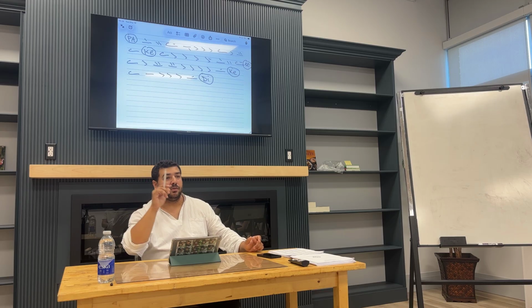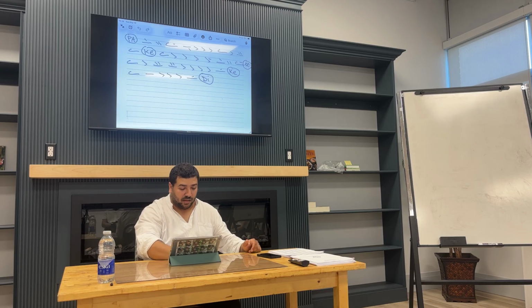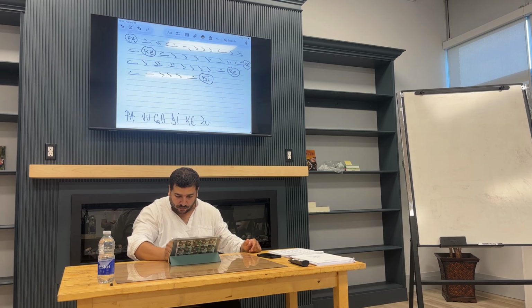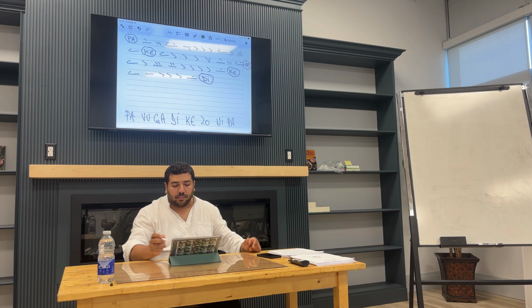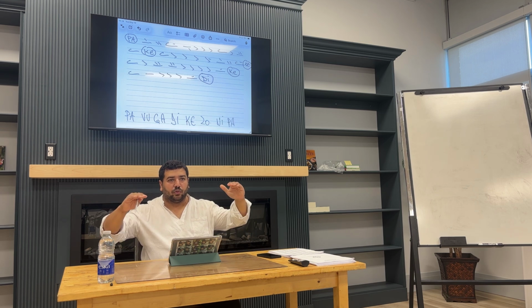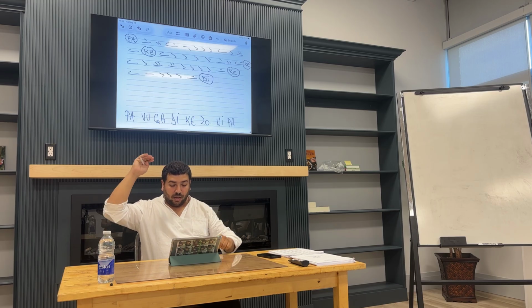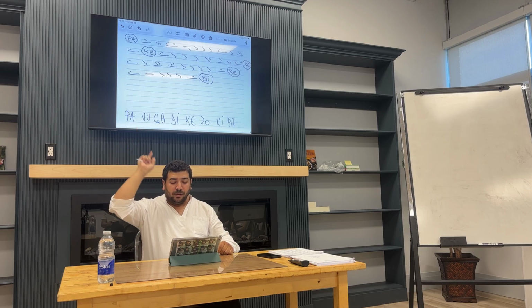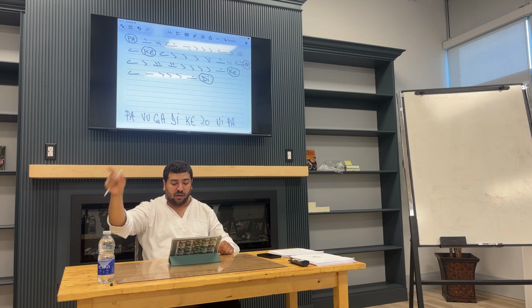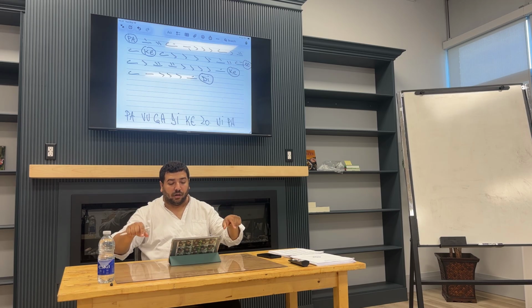This one starts on Pa. Let's do the scale from Pa. Pa, vu, ga, di, ke, zo, ni, pa, pa, ni, zo, ke, di, ga, vu, pa.